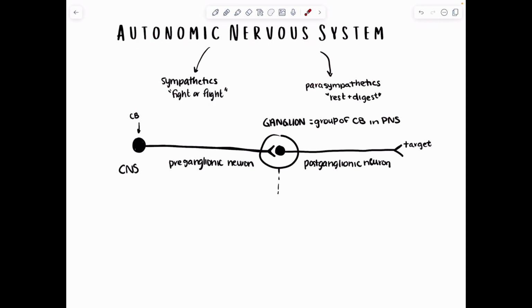In the autonomic nervous system, each of the neurons in either the sympathetics or parasympathetics has two parts. They have a preganglionic neuron with a cell body in the central nervous system, and a postganglionic neuron with the cell body in the peripheral nervous system, in the ganglion. And there we have it. So we have preganglionic and postganglionic.